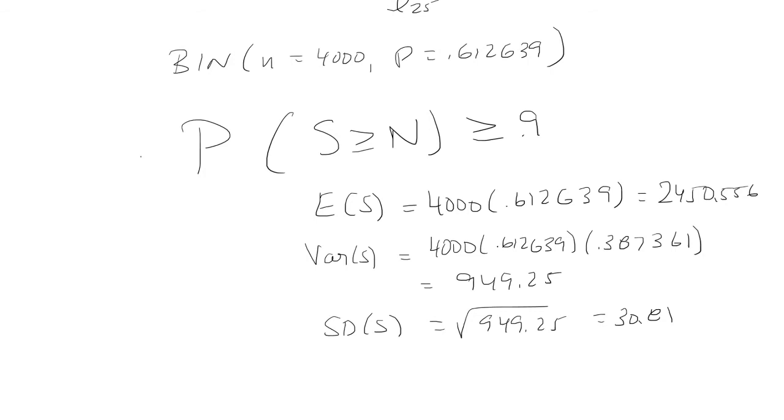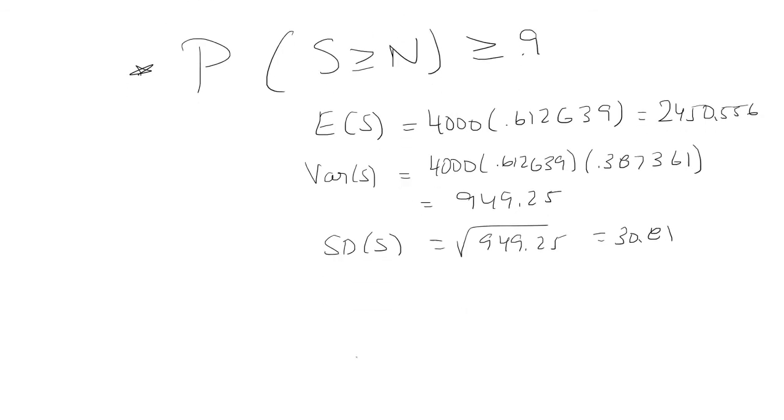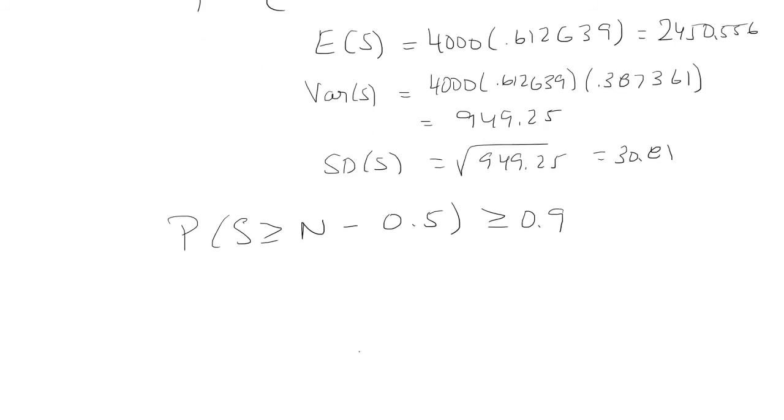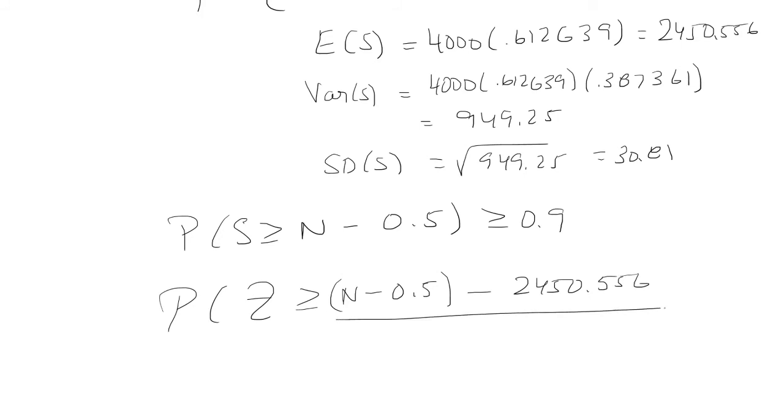Okay, so now we're going to do a continuity correction. So we're going to put N minus 0.5. Now this step isn't really necessary to do the correction. Okay, so now we have Z greater than or equal to N minus 0.5. Then we're going to subtract the mean, and then divide by the standard deviation. And we want this to be greater than or equal to 0.9.